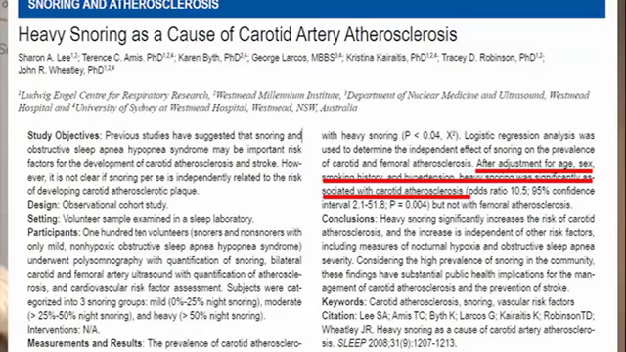So then there's an article that we saw, and this is called Heavy Snoring as a Cause of Carotid Artery Atherosclerosis. The study says that after adjustment for age, sex, smoking history, and hypertension, heavy snoring was significantly associated with carotid atherosclerosis. How does that relate to what I just told you? Does that make it wrong?